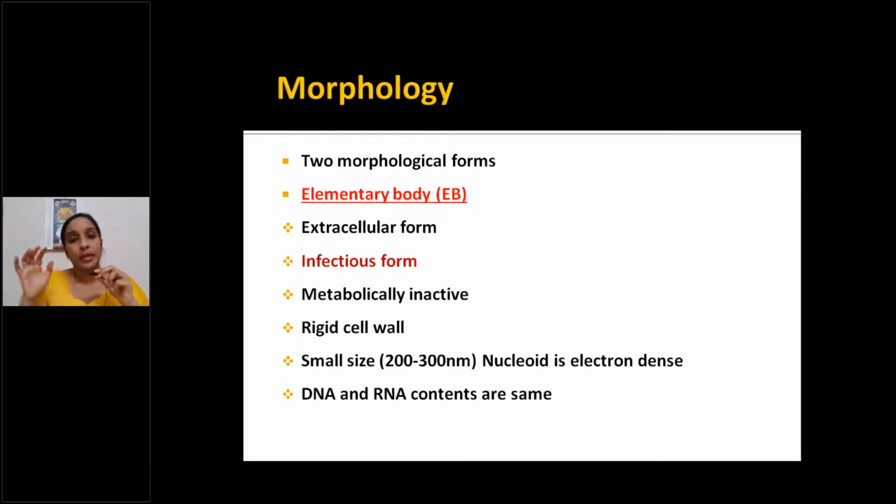Next, it is metabolically inactive and contains a rigid, tough cell wall. The size is 200 to 300 nanometers, almost similar to pox virus. It contains equal amounts of DNA and RNA. The only important feature of this elementary body is that it is the infectious form.